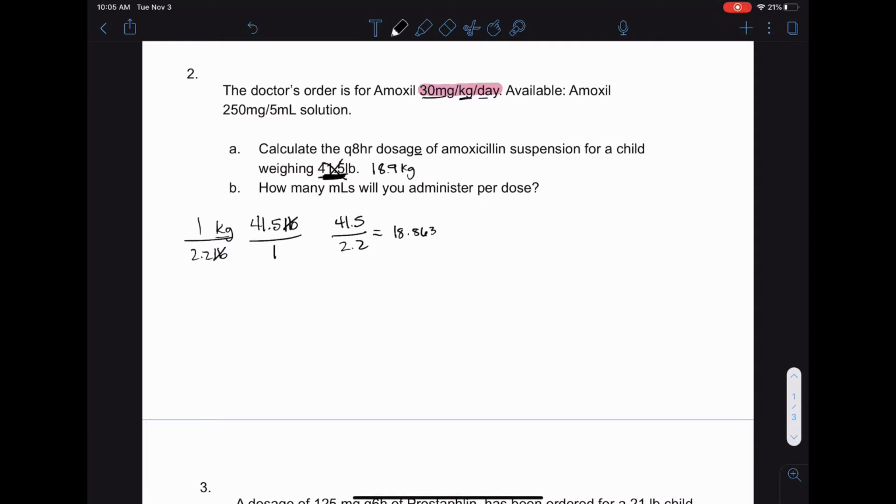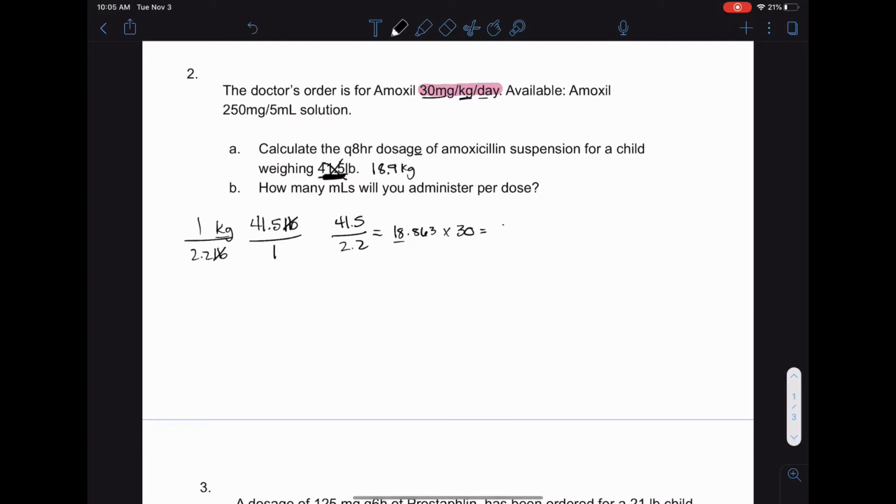For every 1 kilogram of weight, we're going to give 30 milligrams of medicine. So we're going to multiply that times 30. Now, if you rounded first here and went 18.9 and then multiplied times 30, your number is going to be a little bit different than if you left the 18.863 on and on that was on your calculator and then multiplied times 30. It's going to be a little bit different, and that's okay. I usually try to wait until the very end to do my rounding.